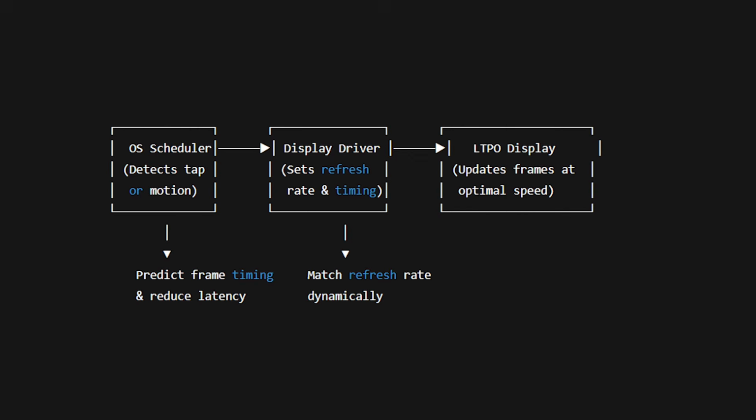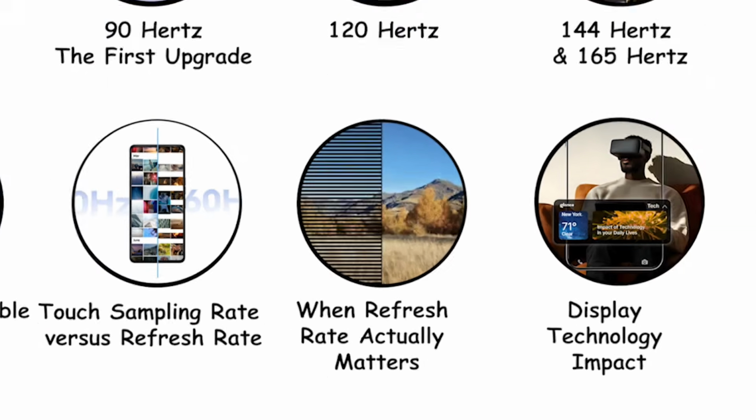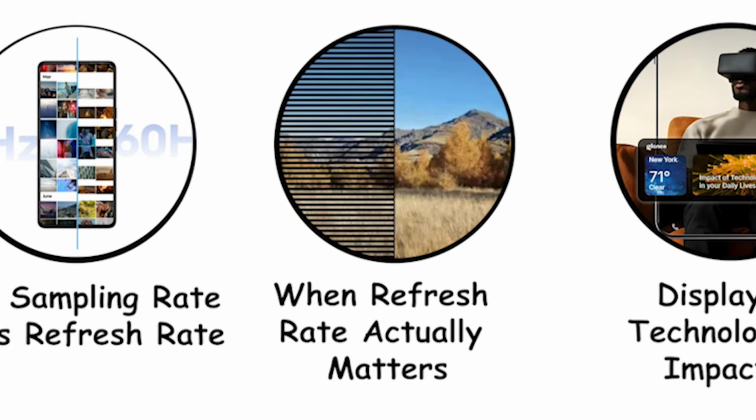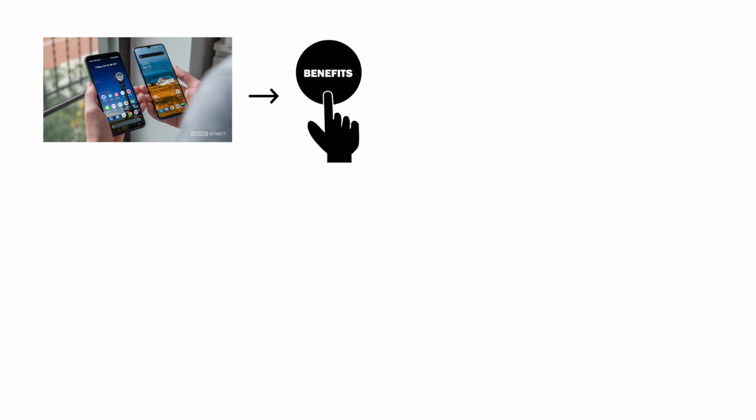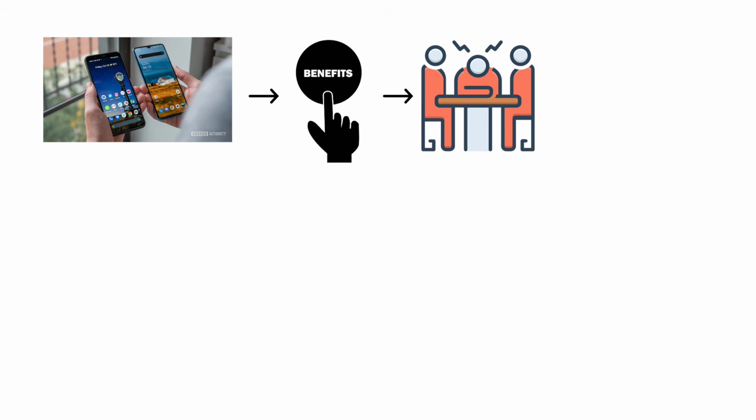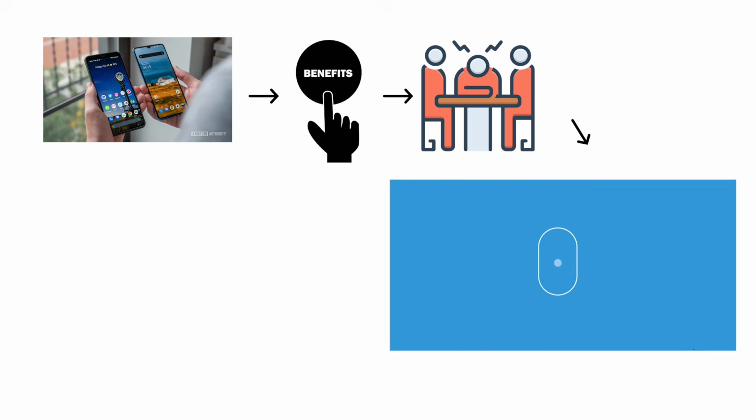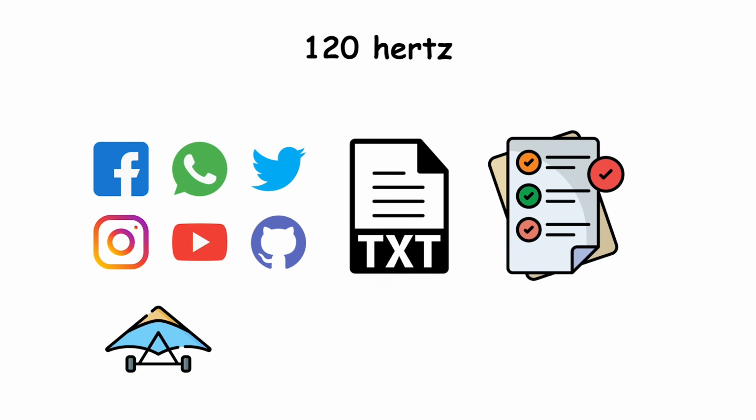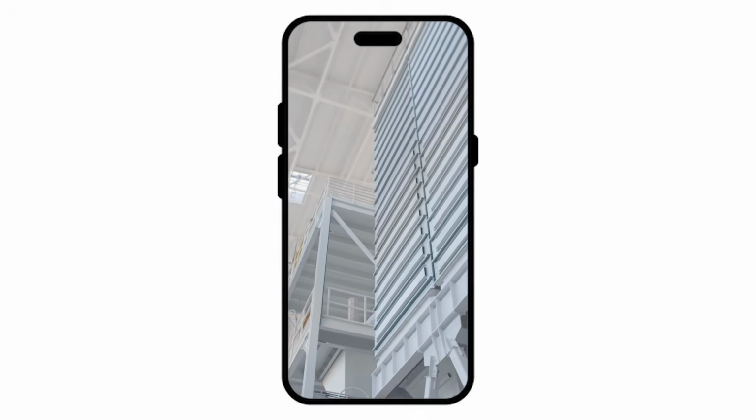An optimal balance between the two produces the perception of instantaneous response, which is critical for high-performance smartphones. When refresh rate actually matters, a high refresh rate produces visible benefits only in certain situations. The most obvious is during scrolling and user interface animation. At 120 Hz, icons, text, and lists glide smoothly without the subtle stutter that appears on a 60 Hz display. This makes transitions look continuous and natural.